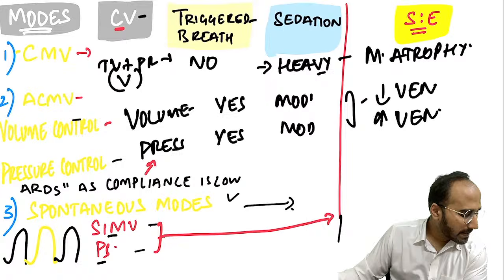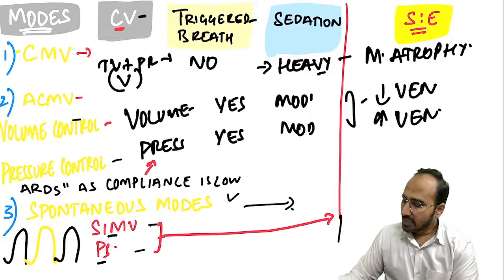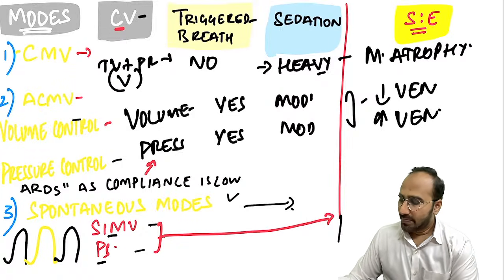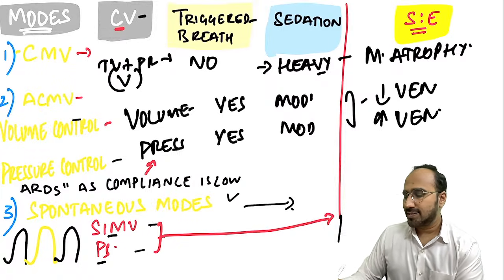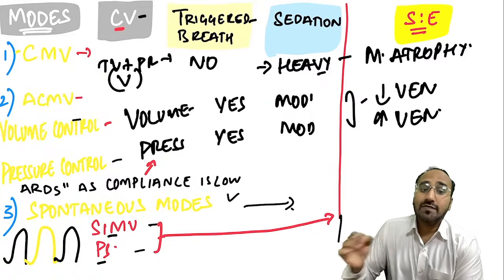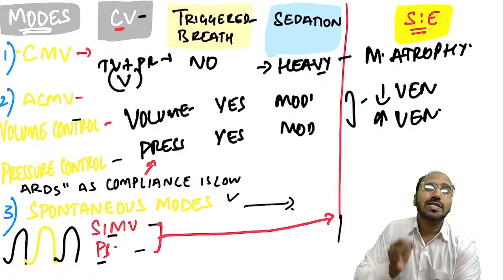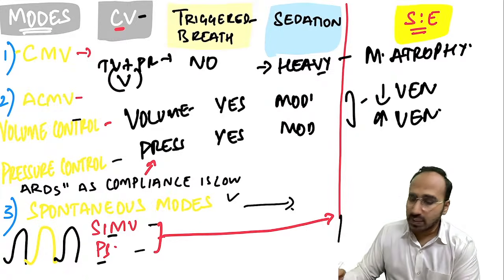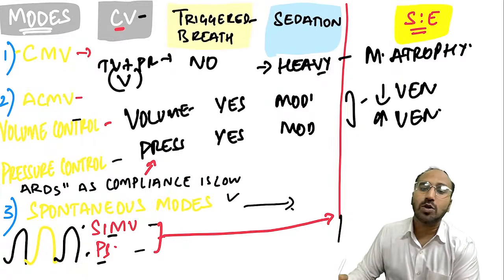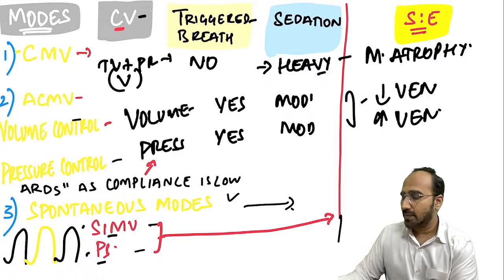Okay. So pressure control mode is basically used for ARDS when the compliance is low. Next, if the patient is improving on ACMV mode, then we can go for spontaneous mode. In the spontaneous modes, there are SIMV mode and pressure support mode.